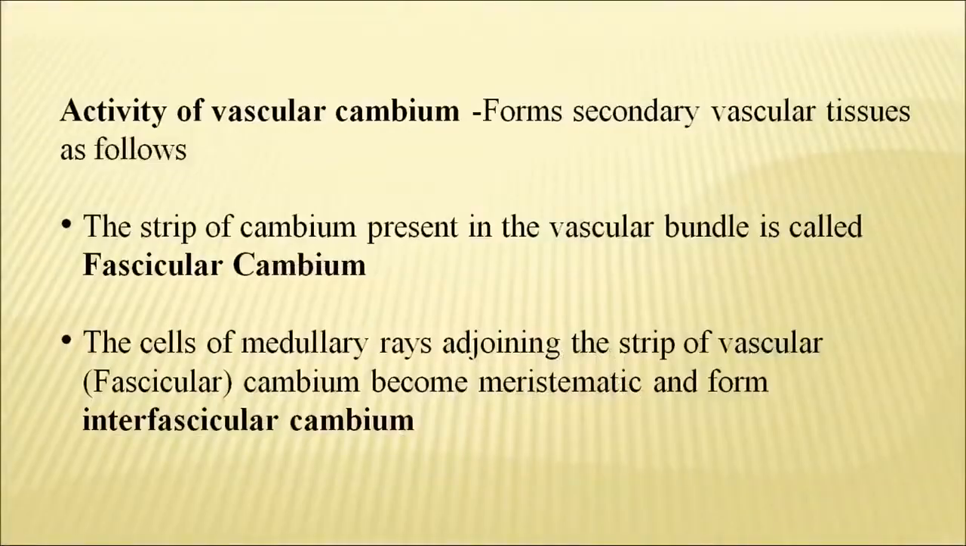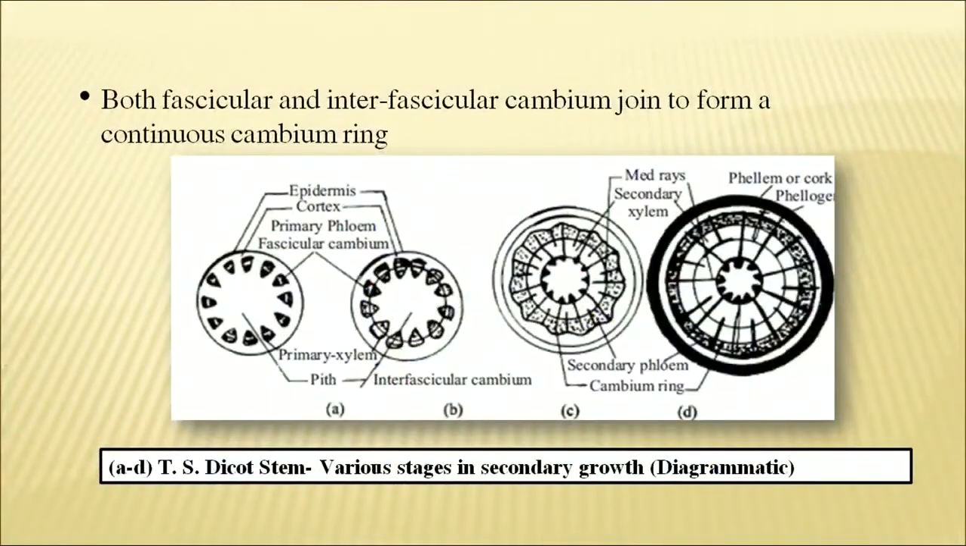Let us move on. The activity of the vascular cambium to form the secondary vascular tissue is as follows. The strip of cambium in the vascular bundle is called fascicular cambium. They are the cells having the power to divide. Now see this diagram, you can easily understand from this.